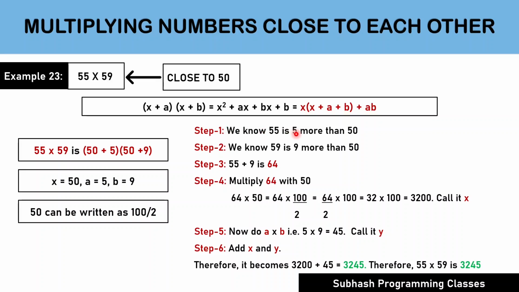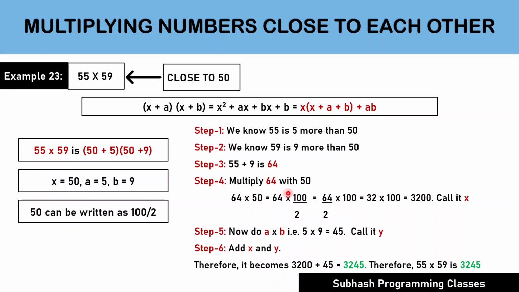We know 55 is 5 more than 50. We know 59 is 9 more than 50. Step 3, 55 plus 9 is 64. And as step 4, multiply 64 with 50. And as 50 can be replaced with 100 divided by 2, by calculating 64 divided by 2, we get 32, which when multiplied by 100, we get 3200, and let's call it x.